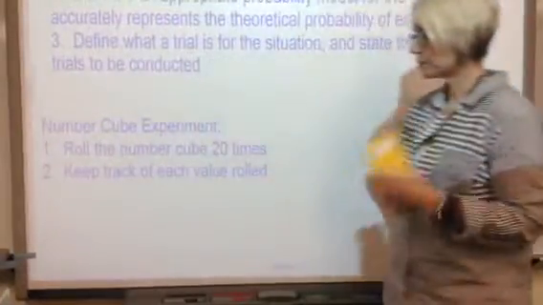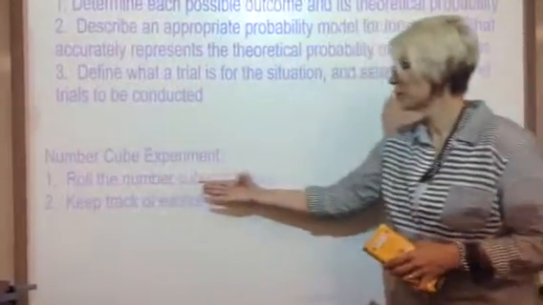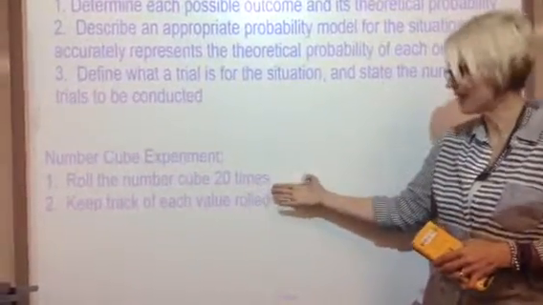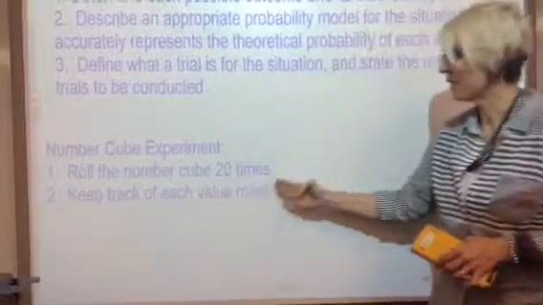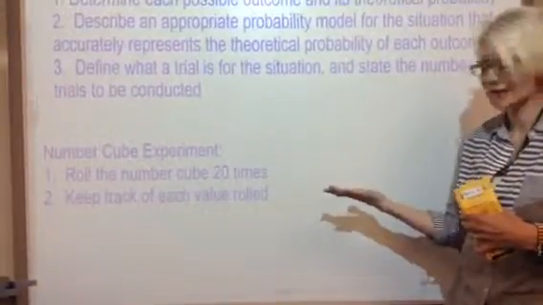For example, if I'm going to do a number cube experiment, I know that I have to roll the number cube. I have to say how many times I'm going to do it, 20 times. I have to keep track of each value as it's rolled, and we know that that would work because you could get a value of 1 out of 6.